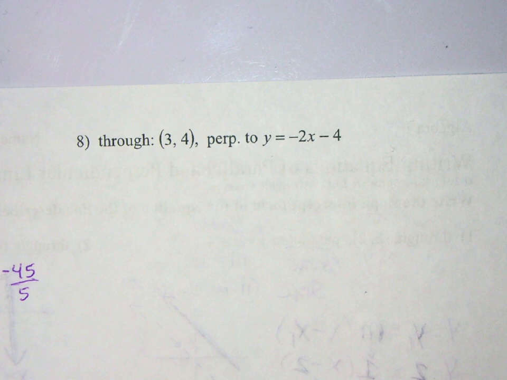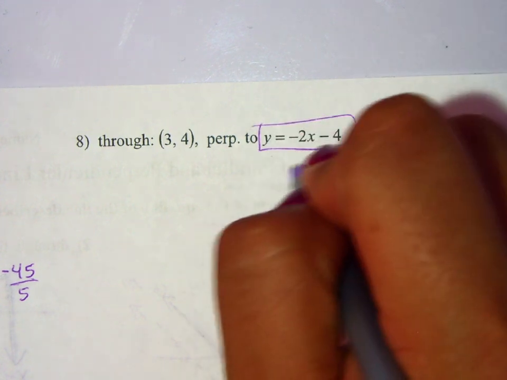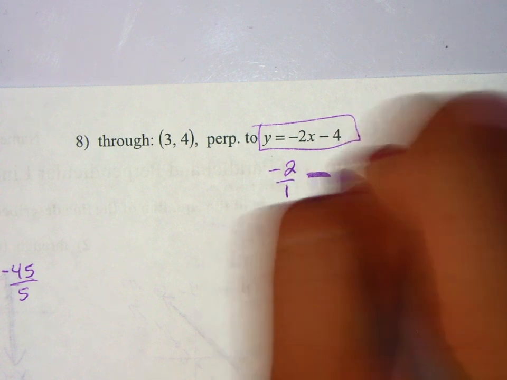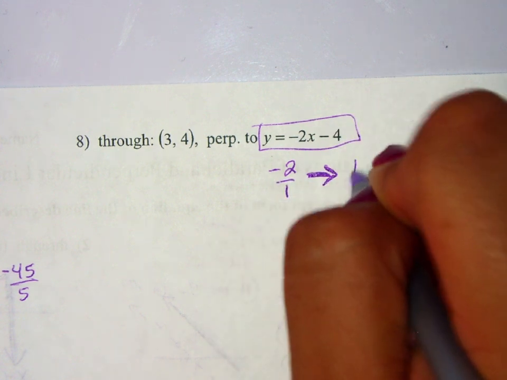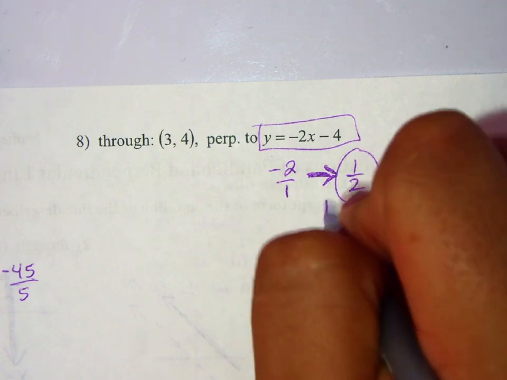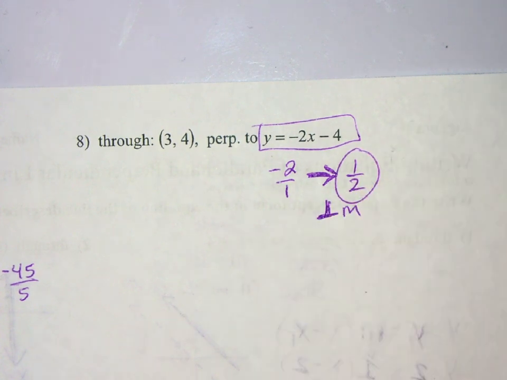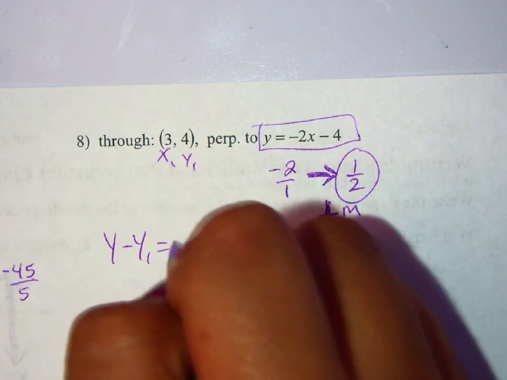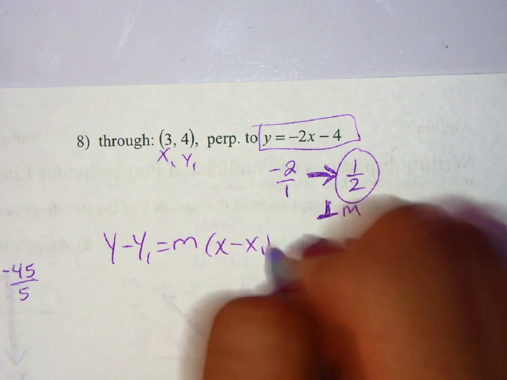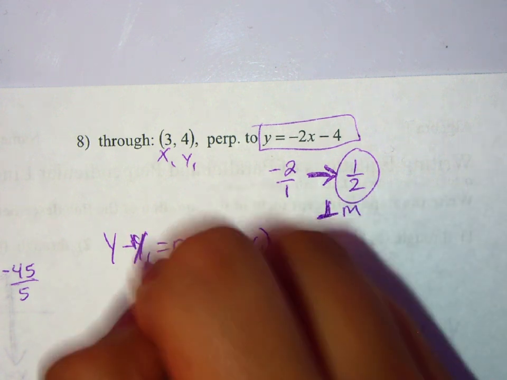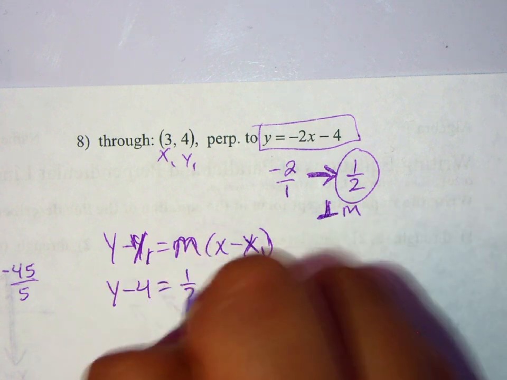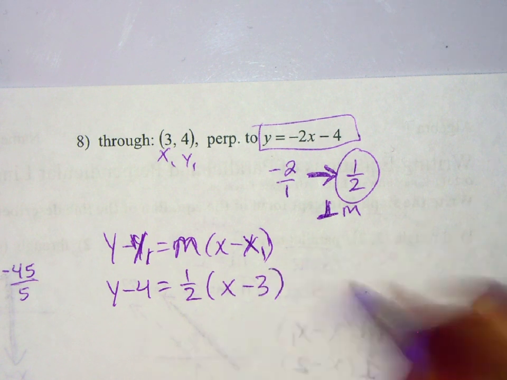All right, the next one we have perpendicular to negative 2x minus 4. So if right now this is negative 2, you're going to have negative 2 over 1. So when you switch it, you're going to have a positive 1 over 2. So this is your perpendicular slope, x1, y1. Y minus y1 equals m times x minus x1. Substitute these values, and we have y minus 4 equals 1/2 times x minus 3.